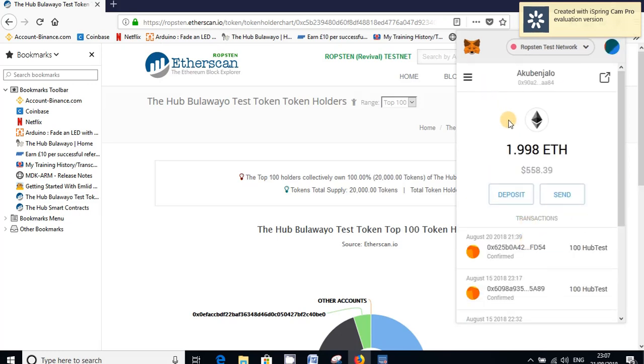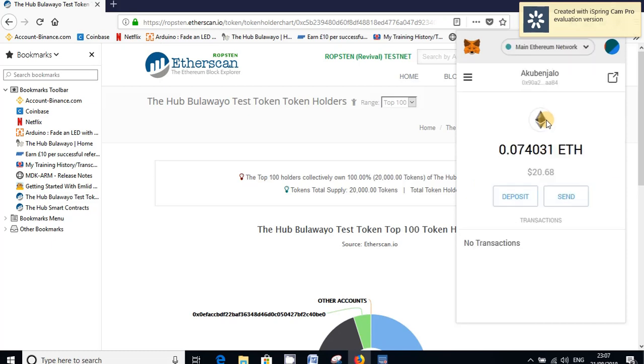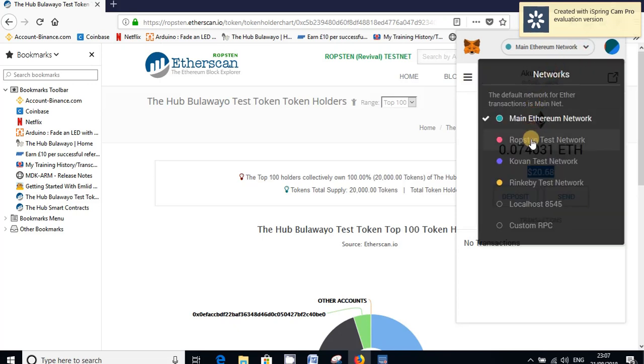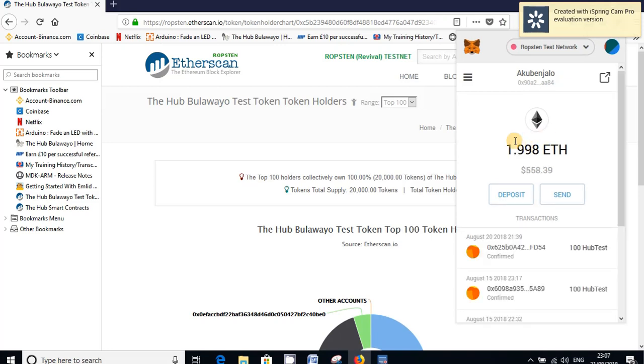And as you can see, it tells me that I have 1.9 Ethereum and they are worth 558. And I'm on the test network anyway, I'm not yet live. But if I want to go live, I have to go to the main Ethereum, and that basically says now we're connected. And on the live network, which is the real thing, I only have $20. I wish I had 500, which is on the test network.